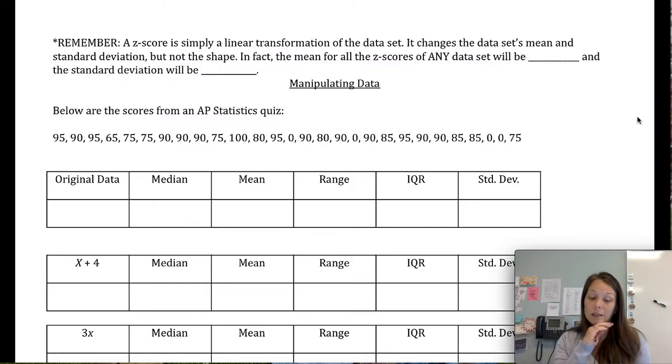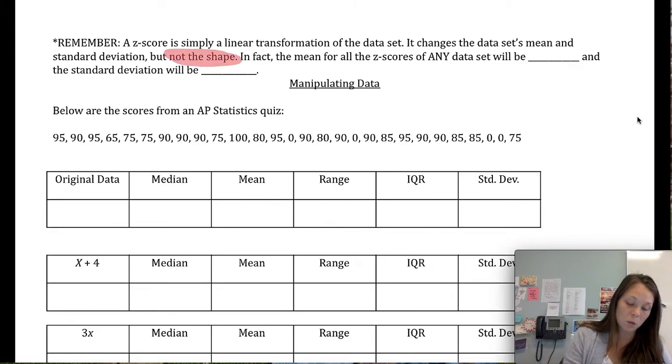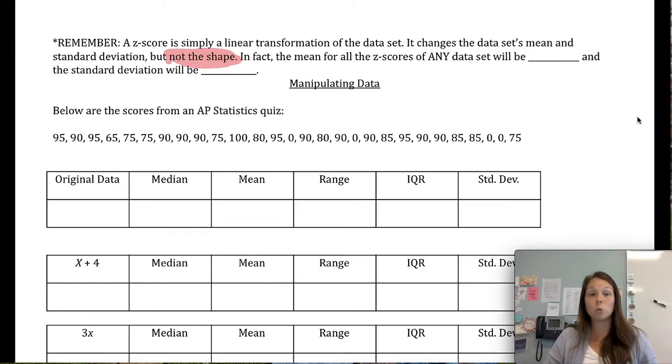Remember, a z-score is simply a linear transformation of the data set. It changes the data set's mean and standard deviation, but not the shape. So if you did not do the activity, that's probably a really important piece that you were not aware of: calculating a z-score, or standardizing your whole data set, is not going to change the shape. Okay, but it is going to change the mean and the standard deviation. The mean will then become 0 and your standard deviation will be 1. So, in fact, the mean for all z-scores of any data set will always be 0, and the standard deviation will always be 1.